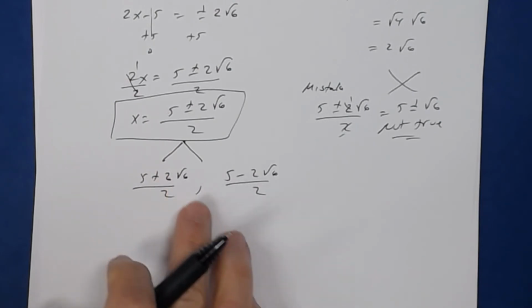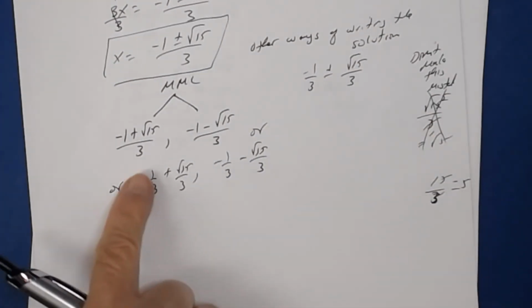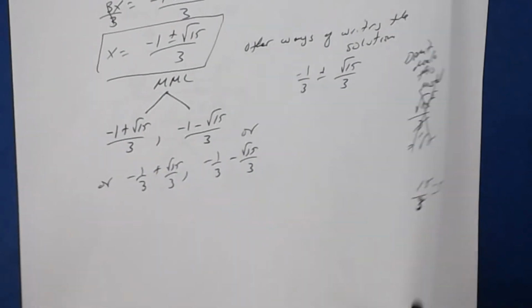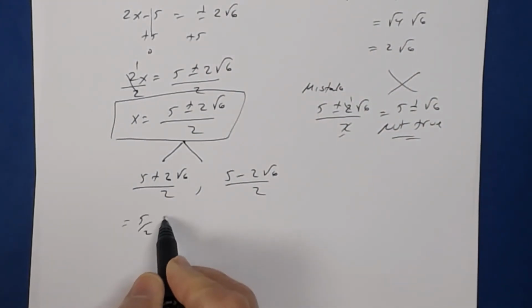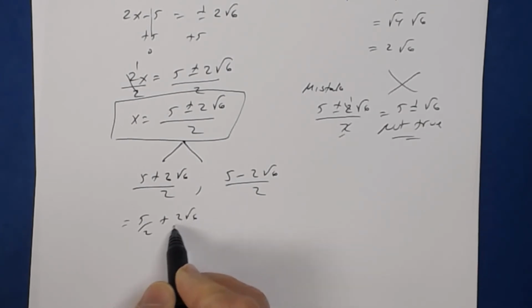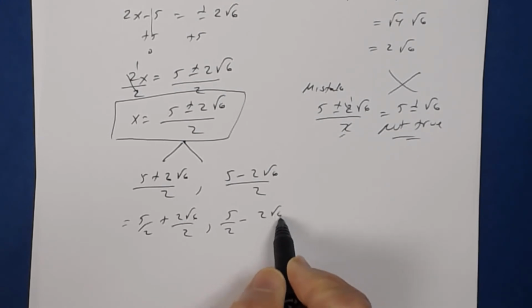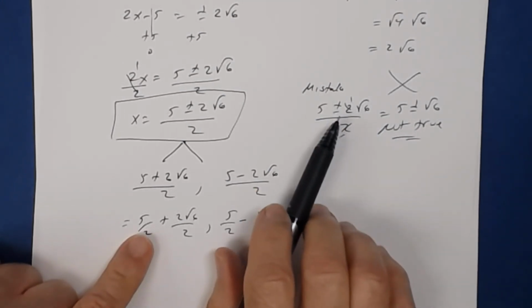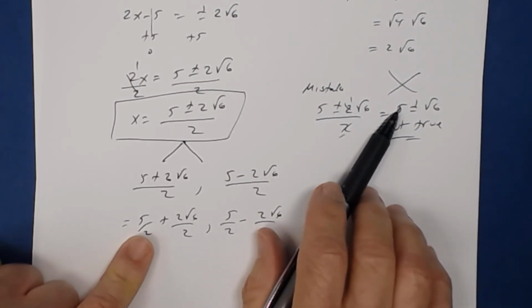And then if I go further and write this as two separate fractions like I did in the previous one, see right here, like these. So if I did that here, do you see that's going to be 5 divided by 2 plus 2 square root of 6 divided by 2, comma, 5 divided by 2 minus 2 square root of 6 divided by 2. So what are you missing here? When you make that mistake, you're missing the fact that 5 is also being divided by what?